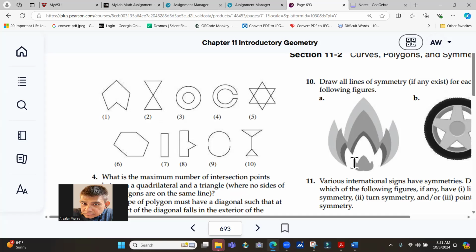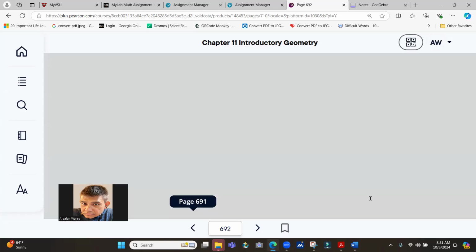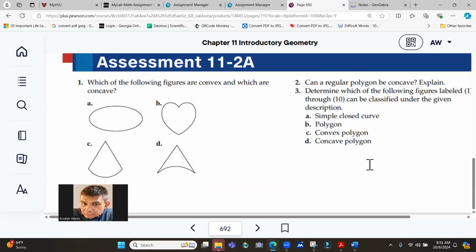I'll pause here just a little bit for you to look at the picture and decide. I could easily give you problems like this on the exam. I'll give you a picture and say, just like your book says, decide which ones are applicable. Simple closed curve, polygon, convex polygon, concave polygon. You have to choose the best one. Or you can choose multiple of them. I don't care. I don't think they're being very specific, but either way, you get the point.